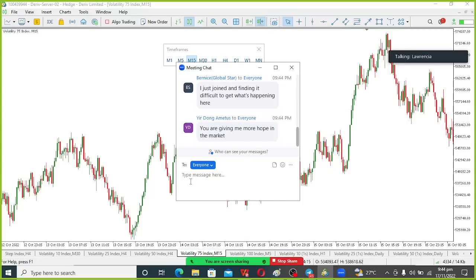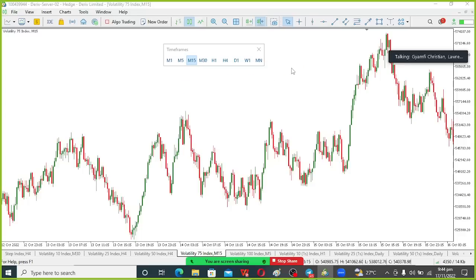I want to ask, if you are drawing the trend line on the 15 minutes, is it advisable to switch to a time frame higher than the 15 to know maybe the overall trend before you enter the market? Yeah, sure. Anytime you want to pick a trade, you don't focus on just one time frame. You start from the higher time frames, then you switch to the lower time frames, unless you are just scalping.